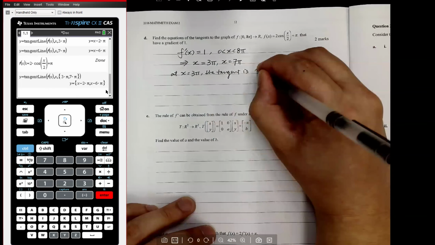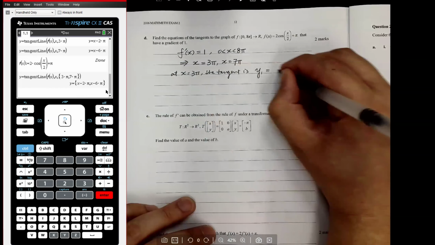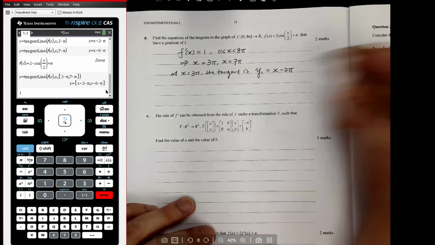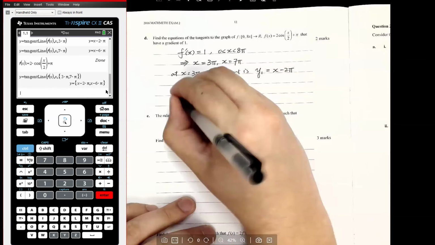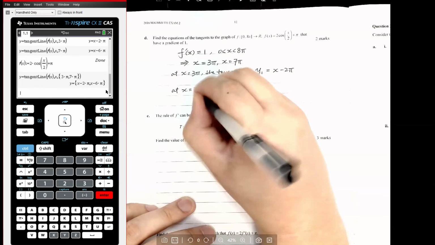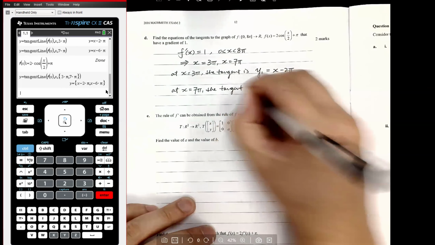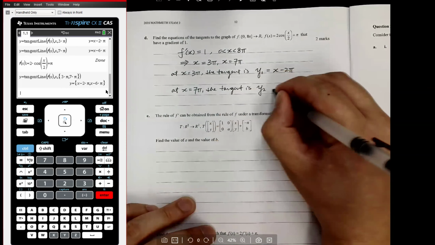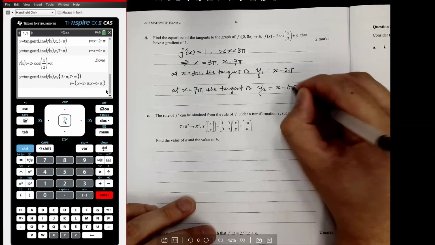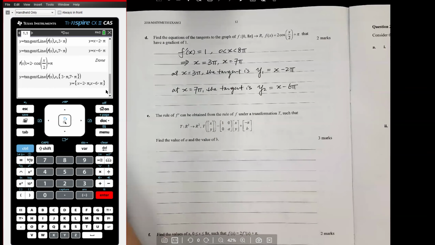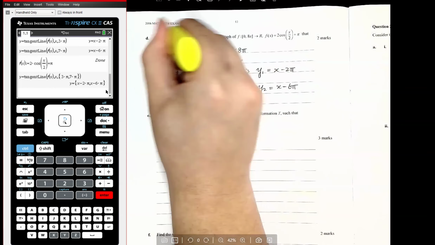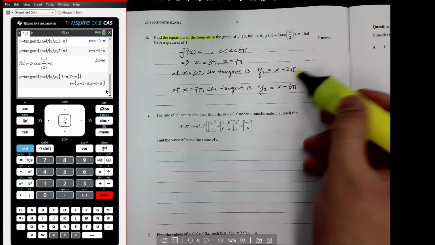is y1 equals x minus 2 pi, if I'm not mistaken. At x equals 7 pi, the tangent is y2 equals x minus 6 pi. Okay, so the question says find the equations of the tangent. So these two equations.